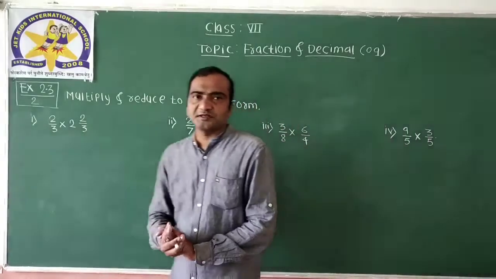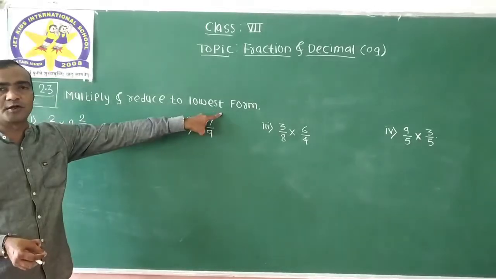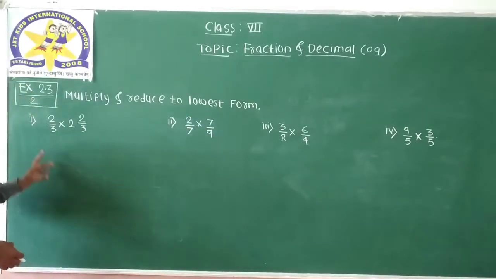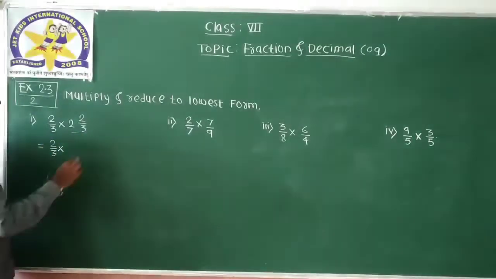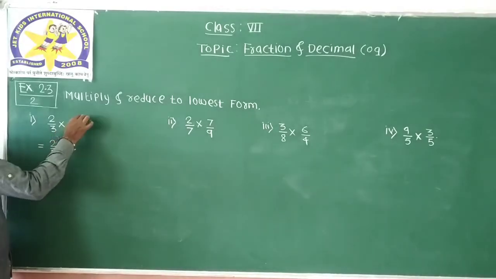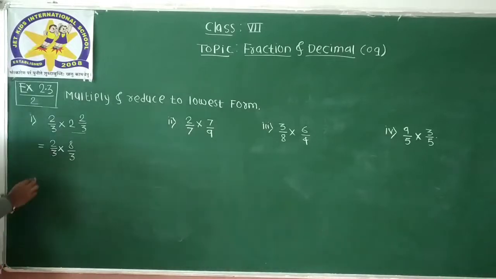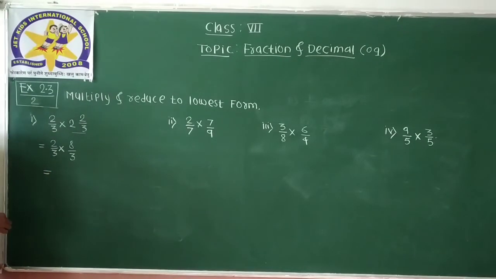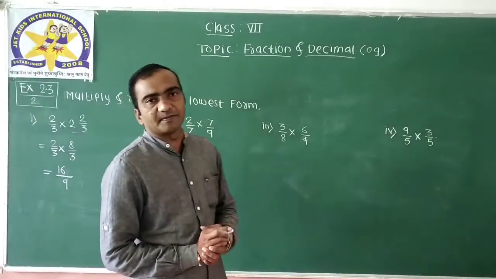Now student, we have to see second question. Second question is multiply and reduce to the lowest form. First question is 2/3 multiplied by a mixed fraction. Convert this mixed fraction. 3 into 2 is 6, 6 plus 2 is 8, divided by 3. Okay. After that, make a multiplication of these two fractions. 2 into 8 is 16, divided by 3 into 3, 9. We get 16 divided by 9.